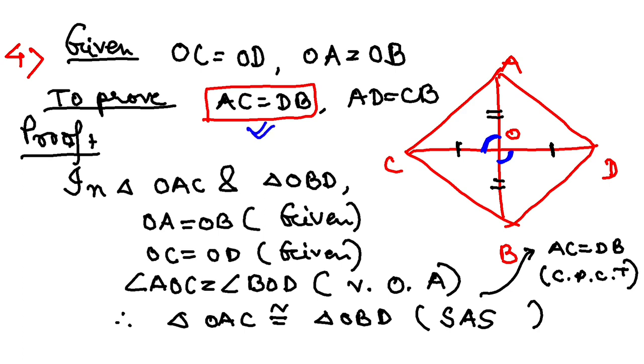The second part I am leaving up to you, but I will give you the hint. You have to prove that AD is equal to CB. AD, that means this side, equal to CB. Please listen carefully. You have to take the triangles AOD and BOC, prove that they are congruent, and after that you can apply CPCT and write AD is equal to CB.